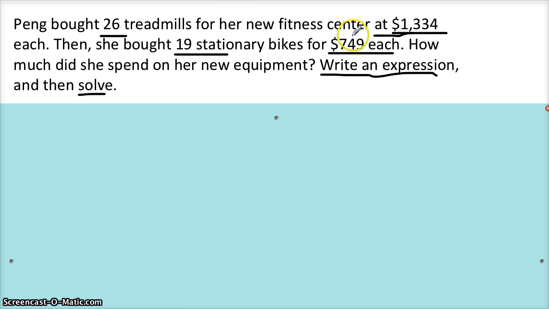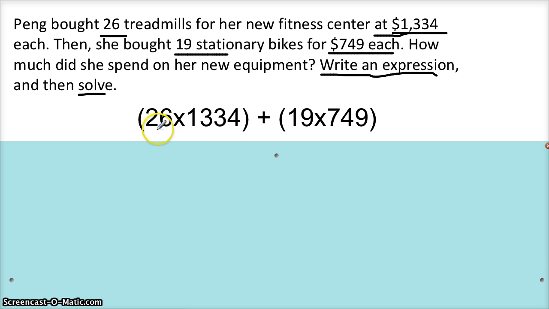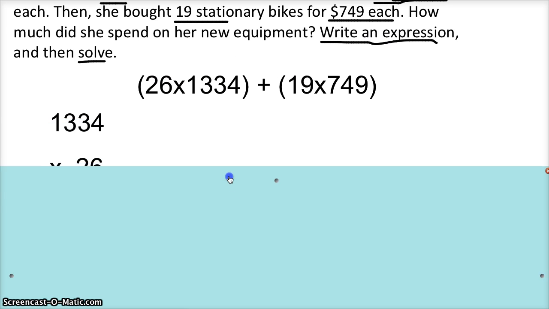Okay, now I need to know how much she spent on her new equipment, so I'm going to write an expression. So the expression you should have come up with is 26 treadmills times how much they cost, and 19 bikes times how much they cost, and I'm going to add it together because I want to know how much money she is spending on all of that. So now that we have our expression, we know what we're going to do. Now we need to actually solve it.